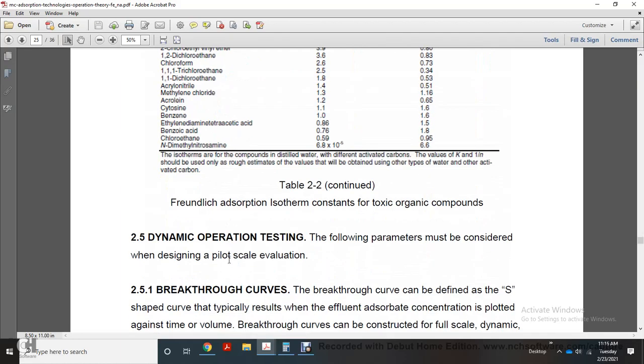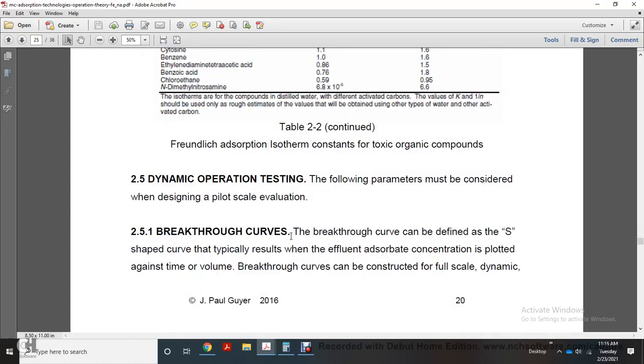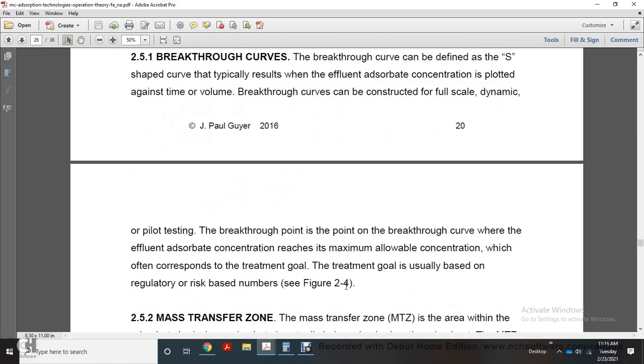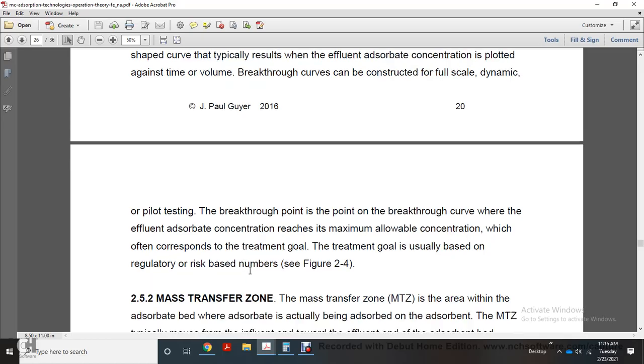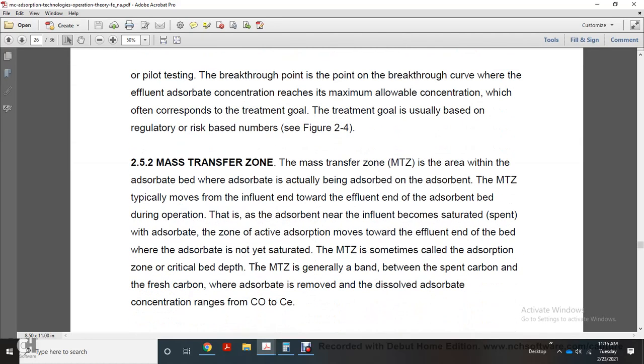Alright, for dynamic operation tests, the following parameters must be considered in the design of the pilot scale evaluation. Breakthrough curve. The breakthrough curve is defined as the S-shaped curve that typically results when effluent adsorbate concentration is plotted against time or volume. The breakthrough curve can be constructed with full scale dynamic pilot testing. The breakthrough point is where the effluent adsorbate concentration reaches the maximum allowable concentration, which often corresponds with the treatment goal. The treatment goal is usually based on regulatory risk-based numbers.